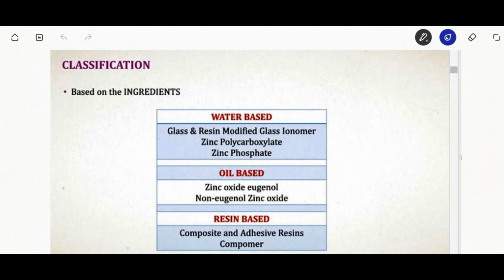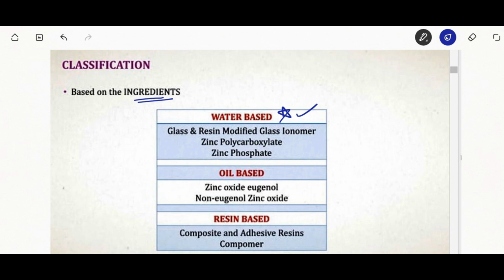Now how do we classify the dental cement? We can classify the dental cement based on the ingredients. They can be either water based, oil based, or resin based. What are the examples of the water based dental cements? They are glass ionomer and resin modified glass ionomer cement, zinc polycarboxylate cement, and zinc phosphate cement.